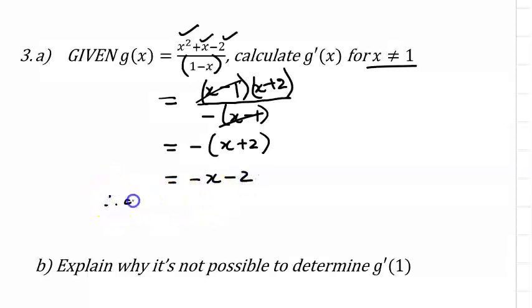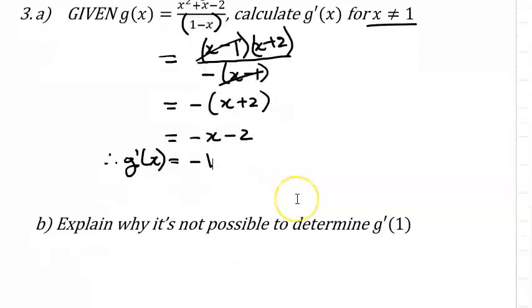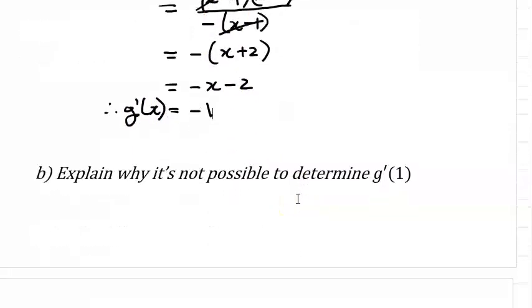Therefore, g prime x will equal, what's the derivative of minus x? It will be minus 1, and the derivative of a constant is 0. So your answer, g prime x equals negative 1. So therefore, for this particular function, you're going to get a constant gradient. The gradient will be constant throughout.